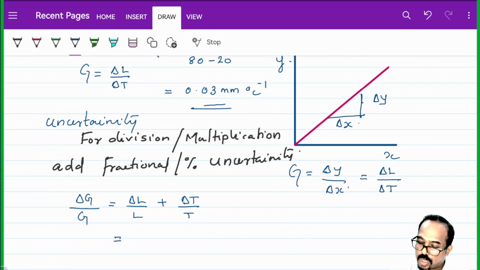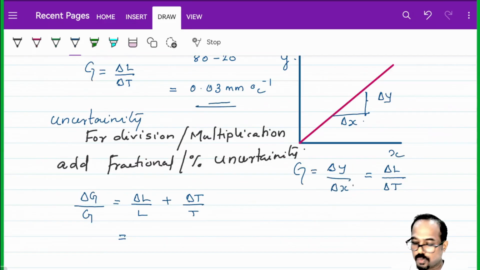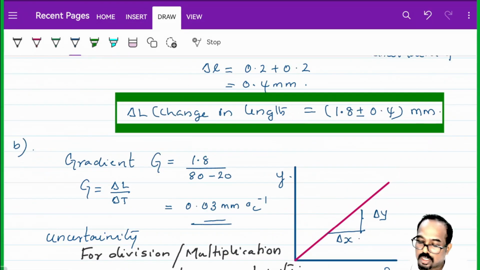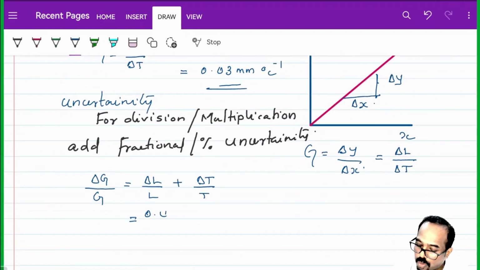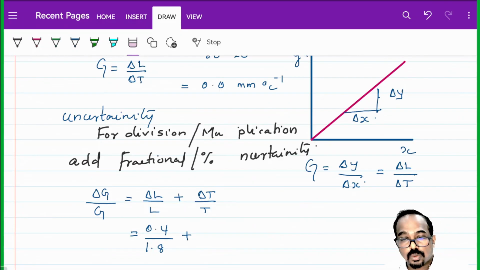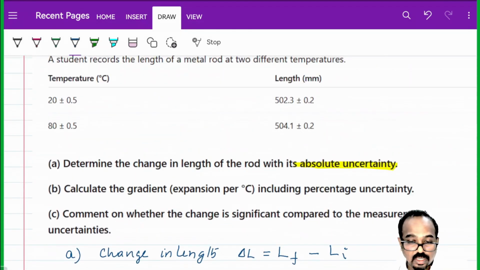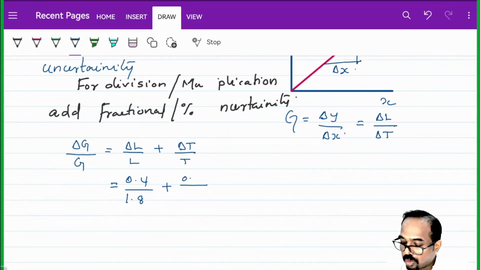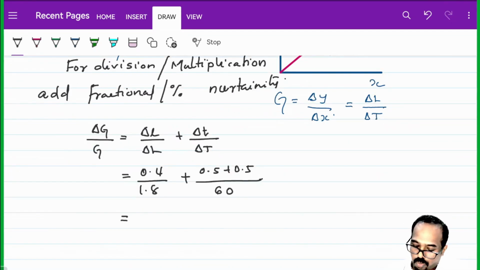So delta L, what is the change in length? 1.8, right? Now you substitute the values. So what is delta L? Change in length, absolute uncertainty is 0.4. So 0.4 upon, what was the length? 1.8 plus. Next you need to find out the absolute uncertainty in the temperature measurement. Temperature change, what is the temperature change here? 20 to 80, 60. Two uncertainties 0.5 plus 0.5, right? So it will be 0.5 plus 0.5 upon 80 minus 20, 60.